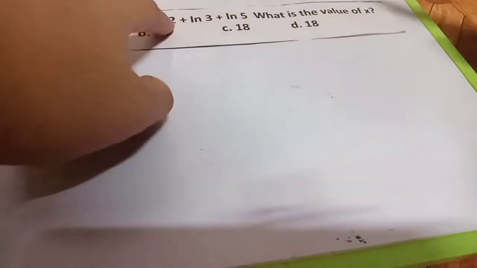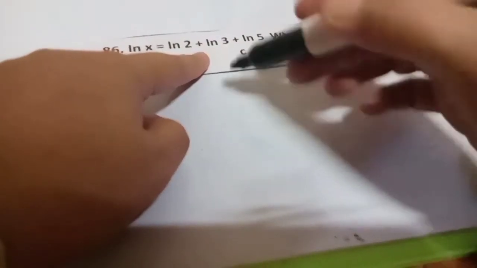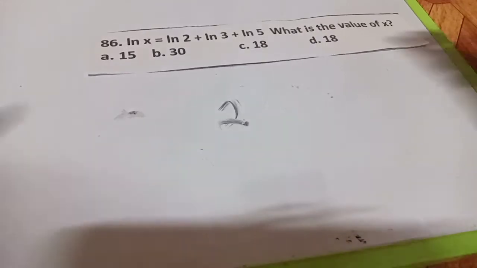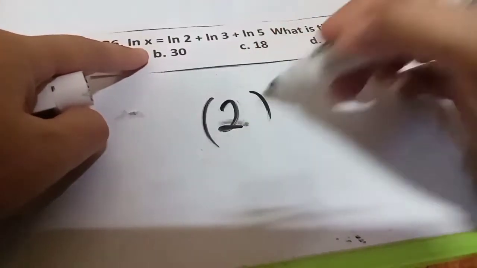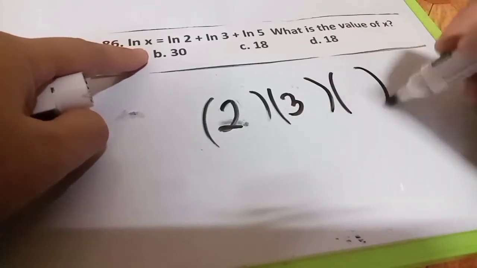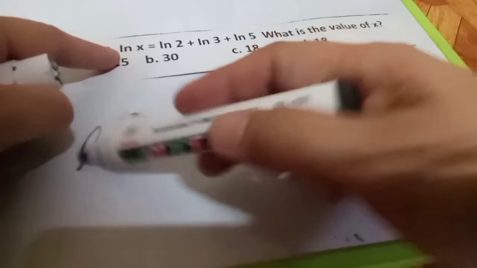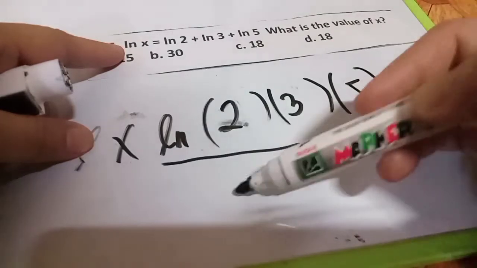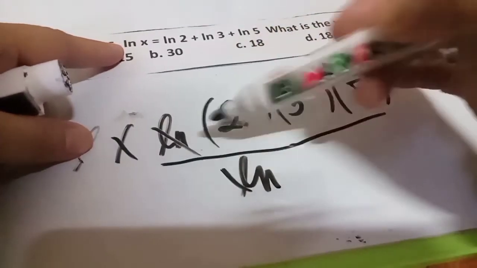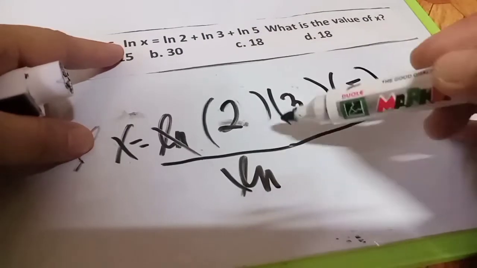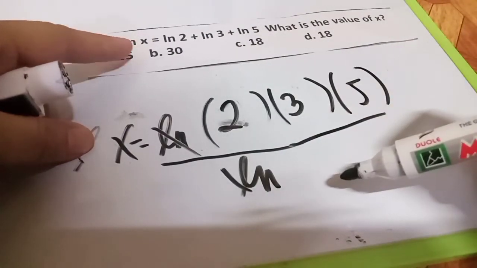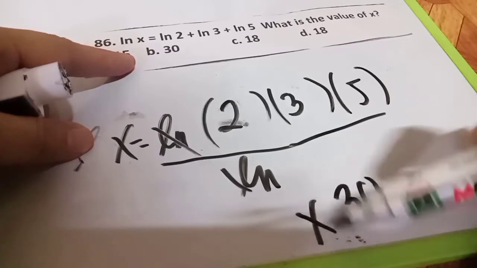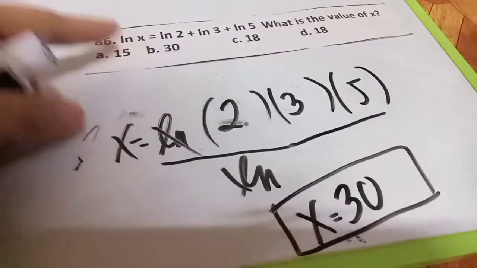So if this is plus, let's proceed. What's the value of x? So we know that this is plus, and there is a rule. Let's have 2 times 3 times 5, and then we have x over ln, then cancel. So 2 times 3 is 6. 6 times 5 is 30. So the value of x is equal to 30.